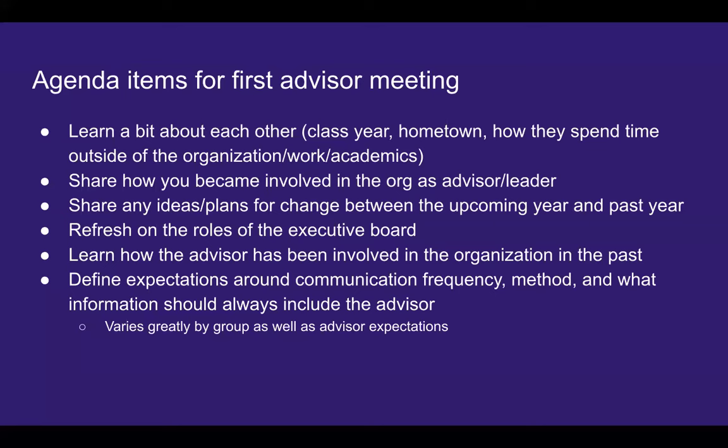Define expectations around communication frequency, the method through which you communicate, and what information should always include the advisor. This is important because your advisor might have very specific expectations. For example, they only want you to email them during business hours, Monday through Friday. You might have different expectations around what that relationship might look like. Or perhaps the expectations are set that it's only business hours, Monday through Friday, but you have an event coming up on a Saturday and you think they will be involved with that. Talk that through so that you both can be on the exact same page. It will prevent a lot of confusion down the road.